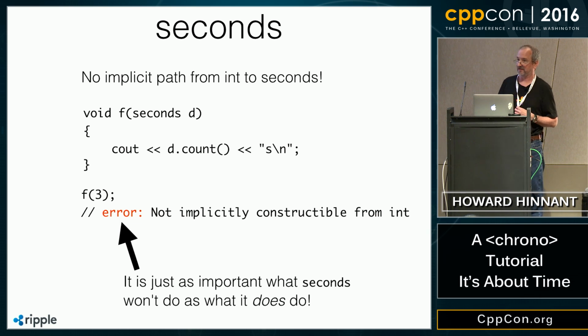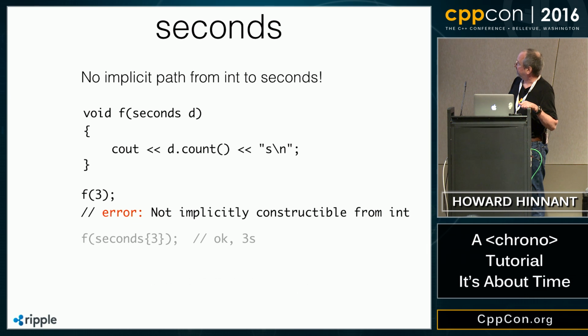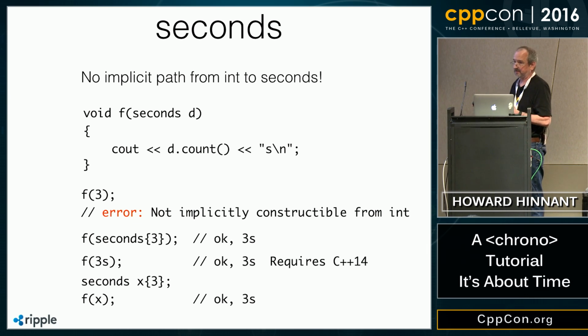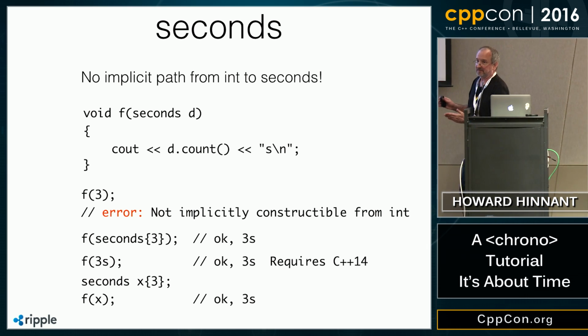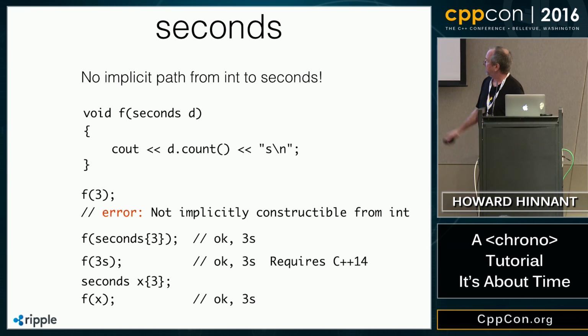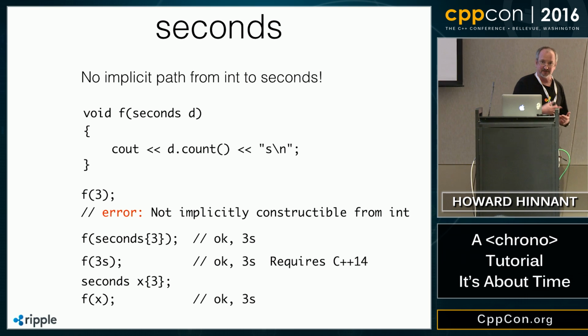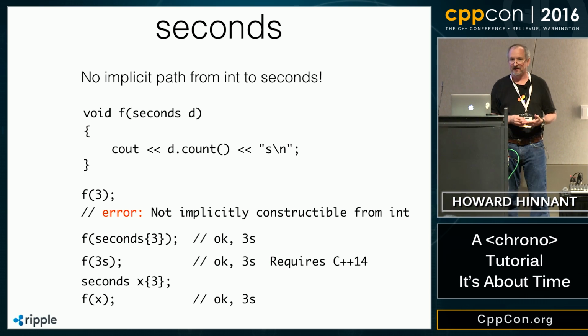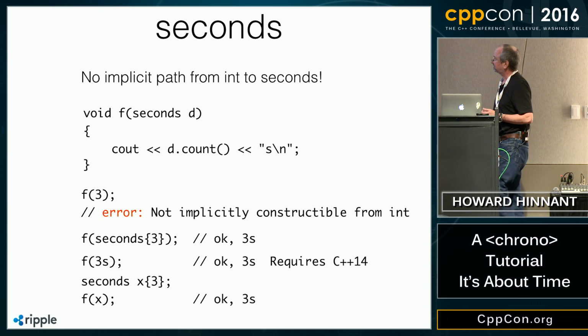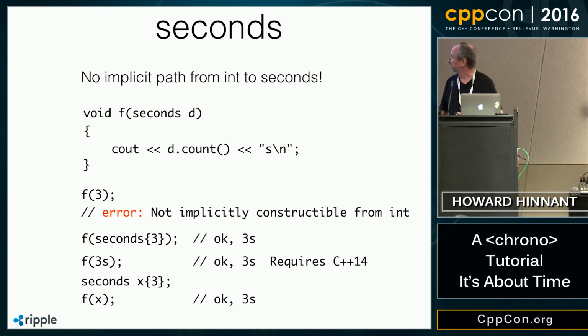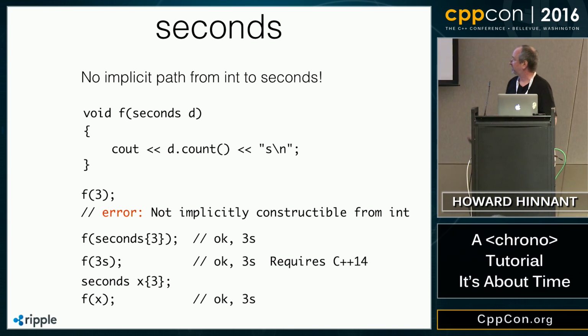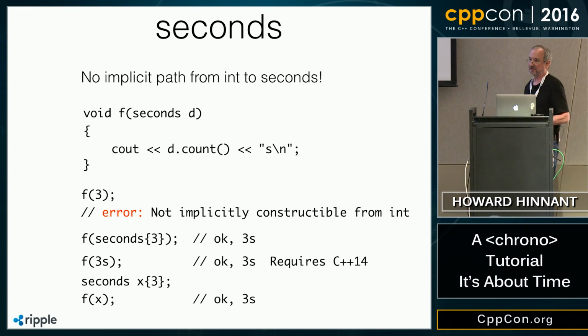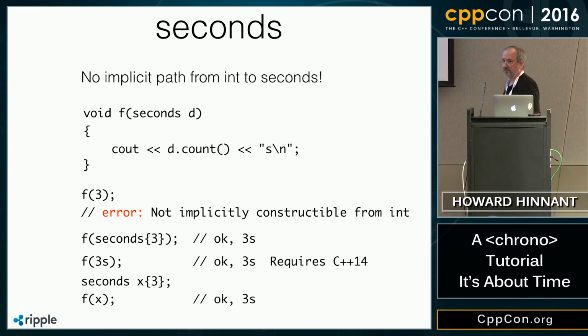If you want this to compile and mean 3 seconds, then you would do it such as this. You'd form seconds 3 explicitly. And that's perfectly fine, and this will run and print out 3s. In C++14, you can actually say 3s. s is a user-defined literal, and you can form 3 seconds that way. It's the exact same efficiency. It means the exact same thing. It's just a little bit more readable and concise. You can form an lvalue of seconds type and pass that. Same thing, same efficiency. You're literally just passing longs around, but it's just wrapped up.